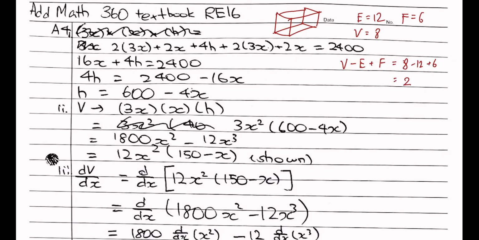This is a very common, very interesting pattern because there are other shapes that also have this pattern: V minus E plus F equals 2. Is it relevant to this question? No, I just want to let you know. This is a constant. It will always be 2 for certain shapes.